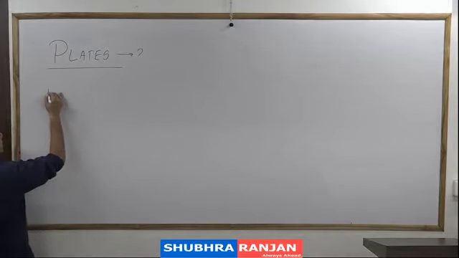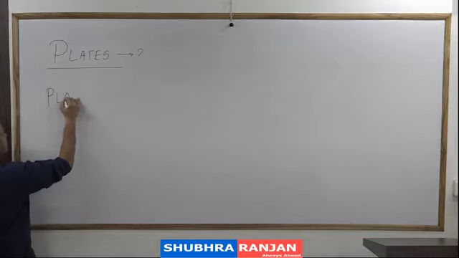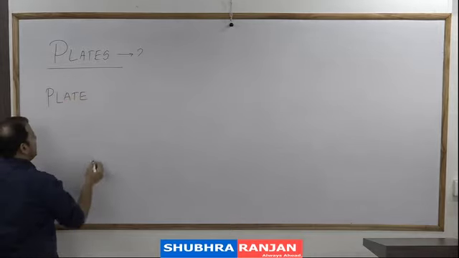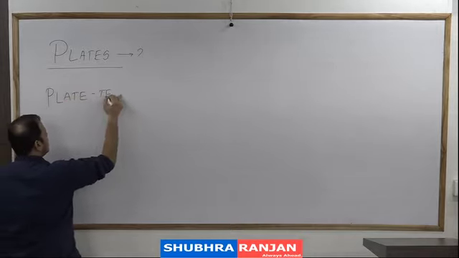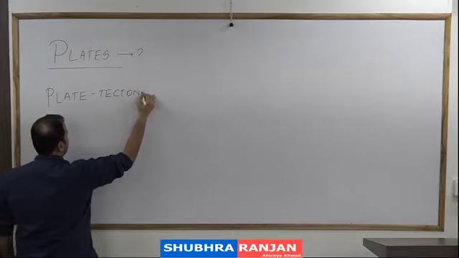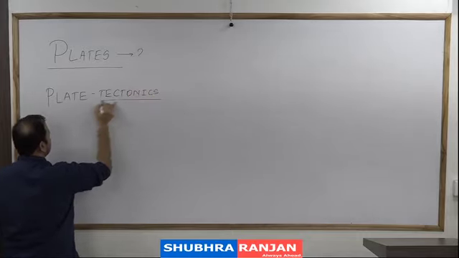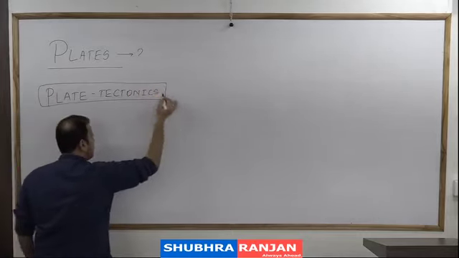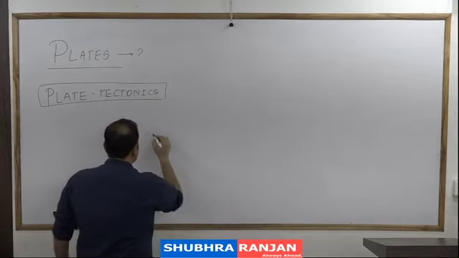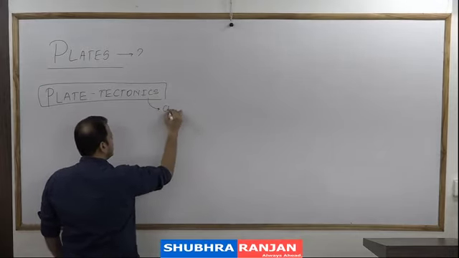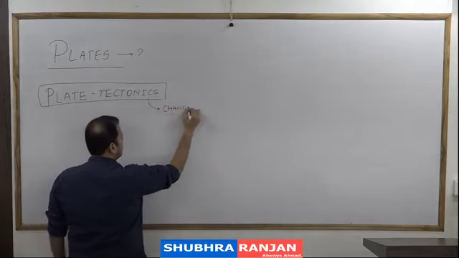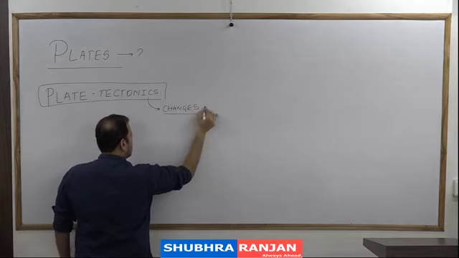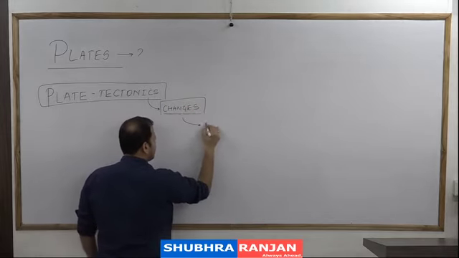When the plates are moving, there are changes that occur in the plates, and therefore the theory is known as plate tectonics. Tectonics is the changes or deformation that occur in the plates due to the movement. Now where will these changes occur?